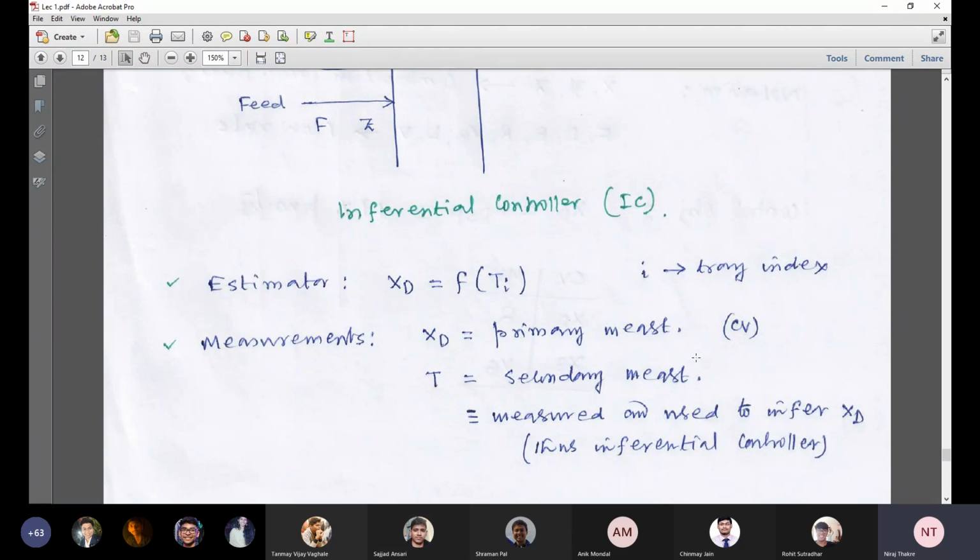Sir, it was because XD is part of the control objective. So we're adjusting XD to the set point. So the temperatures that we're using to calculate XD are just intermediary steps. Sir, our XD is the control variable. That's why control variable is also known as primary measurement. So that's why we are taking it as a primary measurement.